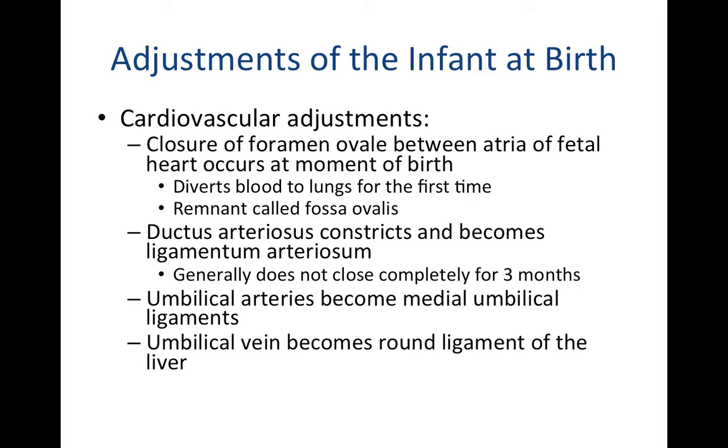As you look at changes in the heart, because the infant is needing to breathe on its own after birth, and the fetus, while it's inside the womb, has the placenta to depend on for oxygen, there are several cardiovascular adjustments that are made at birth. For one thing, we discussed earlier, the foramen ovale turns into the fossa ovalis.